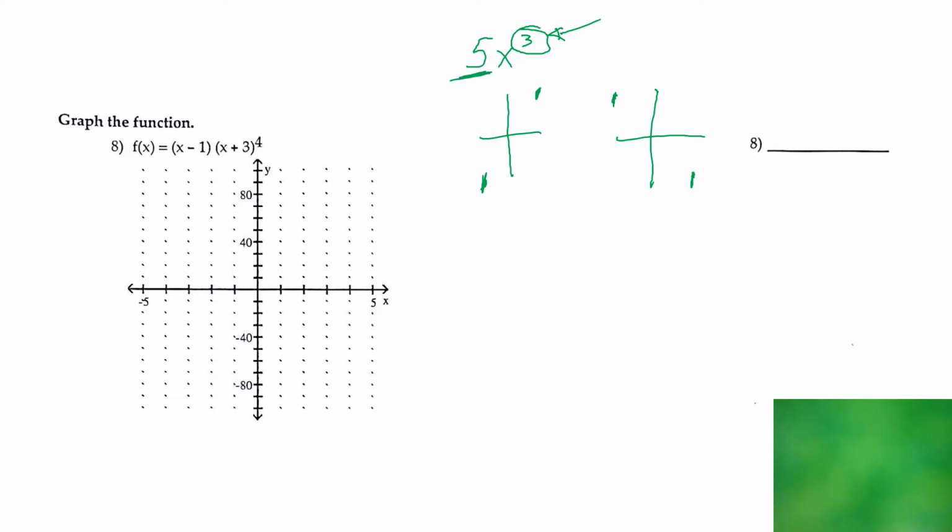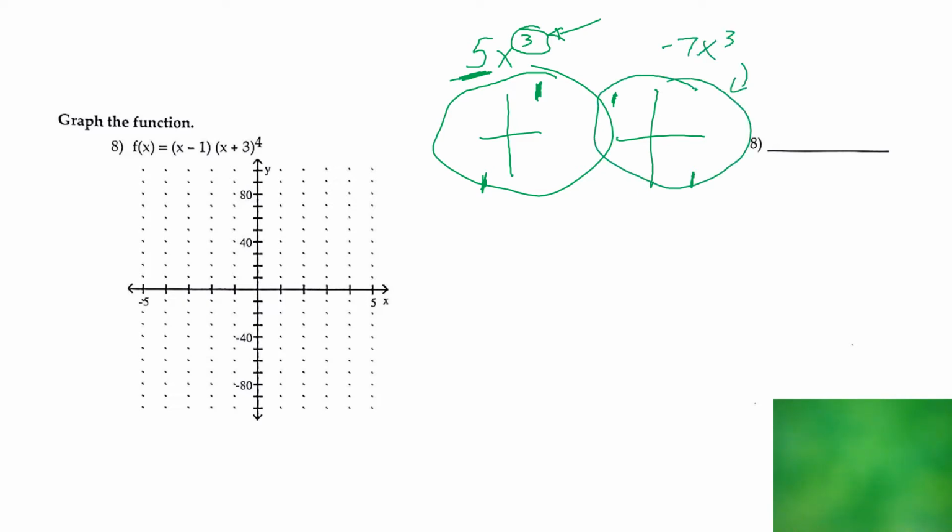If the coefficient is positive, that means that we're going to have the raised side be on the positive side of the x-axis. So in this case, 5x cubed would have ends that look like this. And if we made it negative 7x cubed, it would have something that looks like that, because the negative says the negative side would be raised.